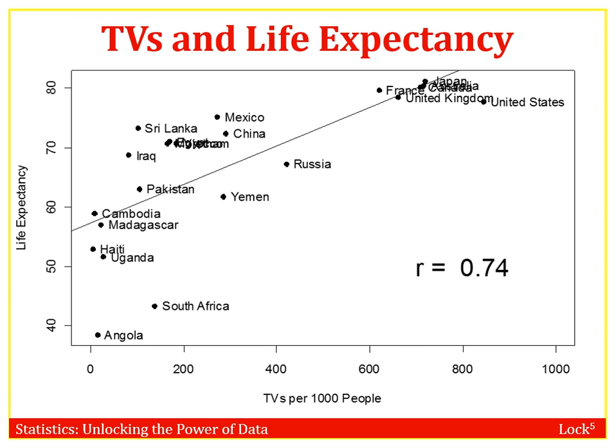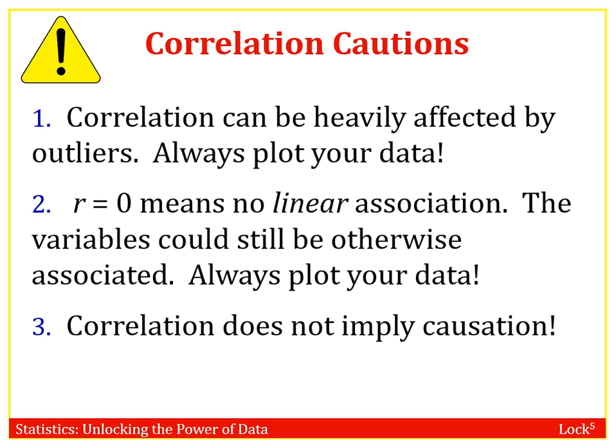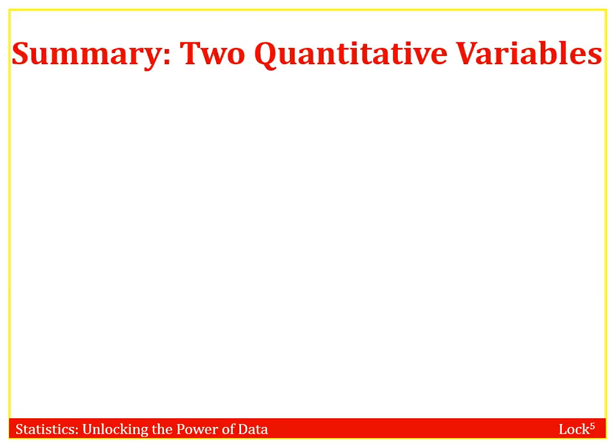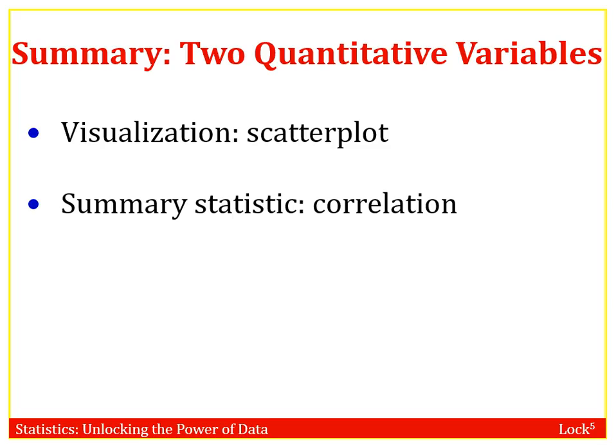So looking at this one here, we looked at this earlier in the course, where as the number of TVs increase, the life expectancy increases. So is there correlation here? Yes, but correlation does not imply causation. So when we're dealing with two quantitative variables, we want to create a scatter plot, and then we want to look at our correlation.